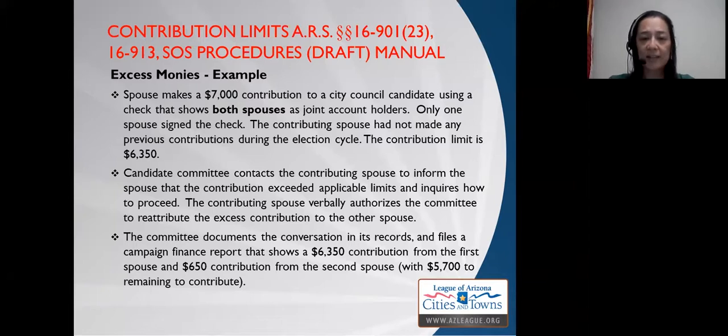And as you can see, I've noted in certain places at the top where I'm referencing the Secretary of State's procedures manual. Right now, it's currently in draft form because it's waiting approval by the Attorney General and the Governor's office. But this example is from the manual. So this is the state's interpretation of how to use this excess money and how to do the reattribution. So this is a new process that is available to our candidates.